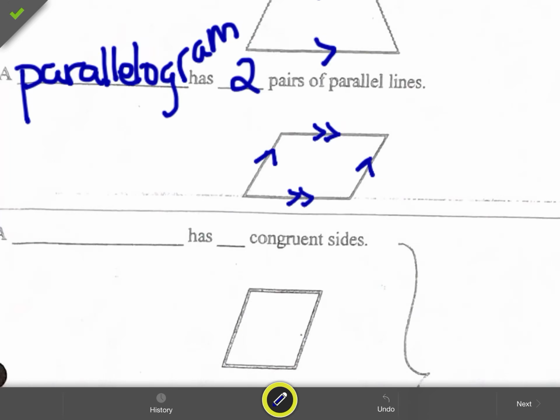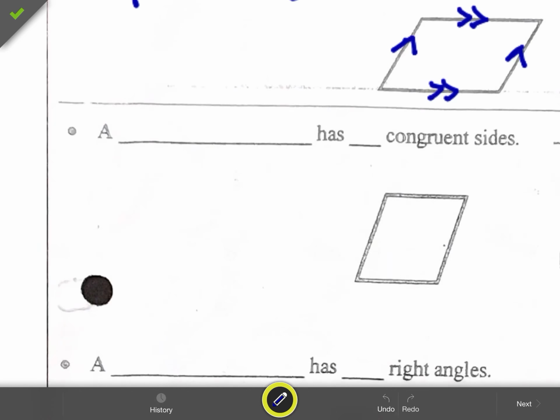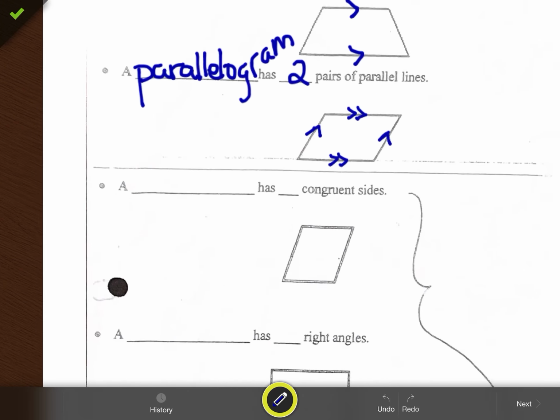Alternate interior angles, alternate exterior angles, corresponding angles, consecutive interior angles, which is really the only ones that you will really use, the consecutive interior angles. But yeah, remember when I said parallel lines? Not really ever going to go away. This is where you see that information pop back up too. So a parallelogram has two pairs of parallel lines. Parallelogram also has some other stuff going on with it.